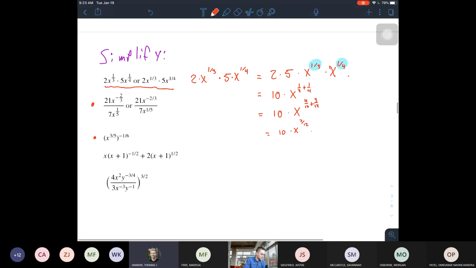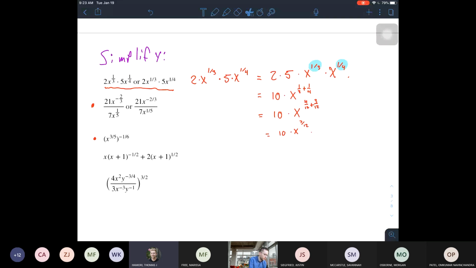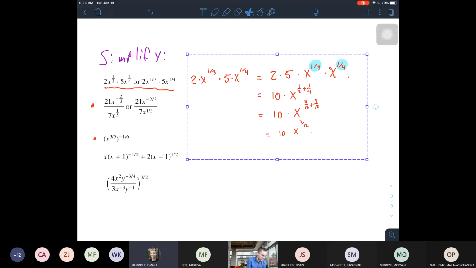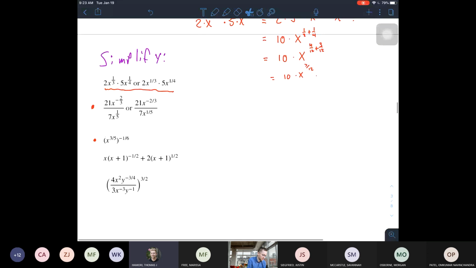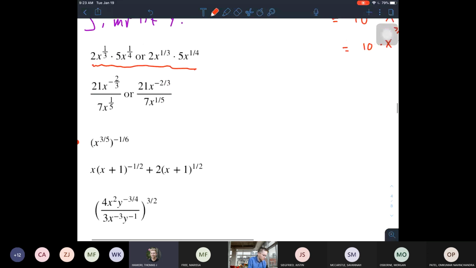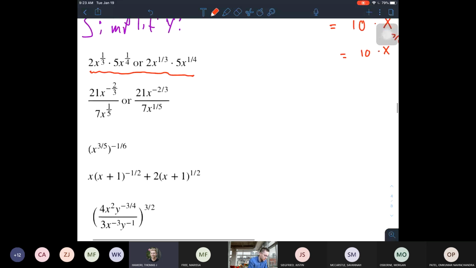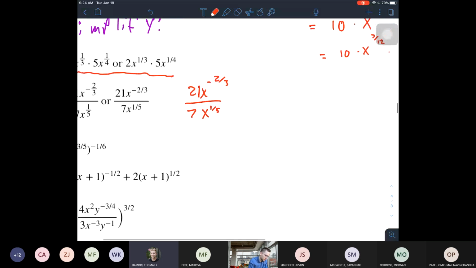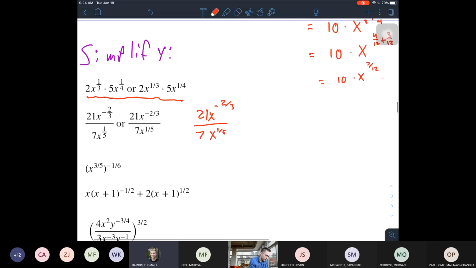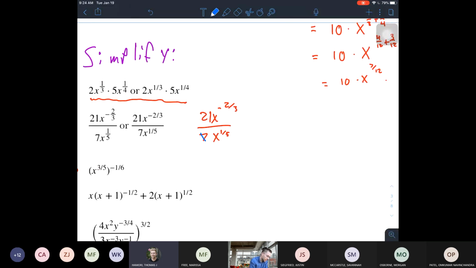All right, well, let's try some of these more complicated ones. If you finished the other two, then you are doing great. I have a little bit more space to work on this one. Okay, we're going to do these ones together. So let's try this first one first. We've got 21x to the negative 2/3 power divided by 7x to the 1/5 power. Well, first of all, I can take a factor of 7 out of the numerator and the denominator. So that 7 becomes a 1 and this 21 becomes a 3. I can rewrite this whole thing as 3x to the negative 2/3 power divided by x to the 1/5 power.